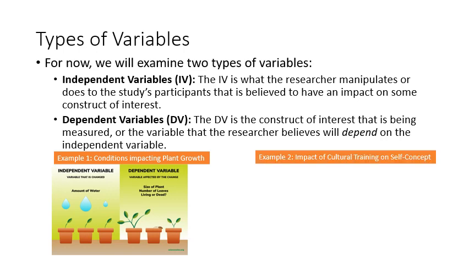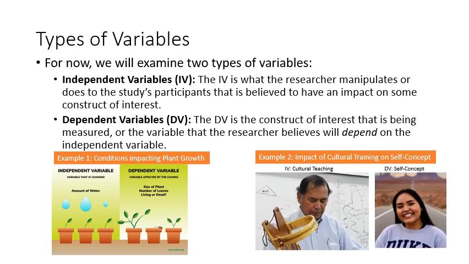Now an example from psychology: impact of cultural training on self-concept. This is the example I gave just a minute ago. So in this example, the independent variable might be cultural teaching. So the researcher might take a number of students who had received cultural teaching and others who had not, and then measure the dependent variable, which would be self-concept in this case.